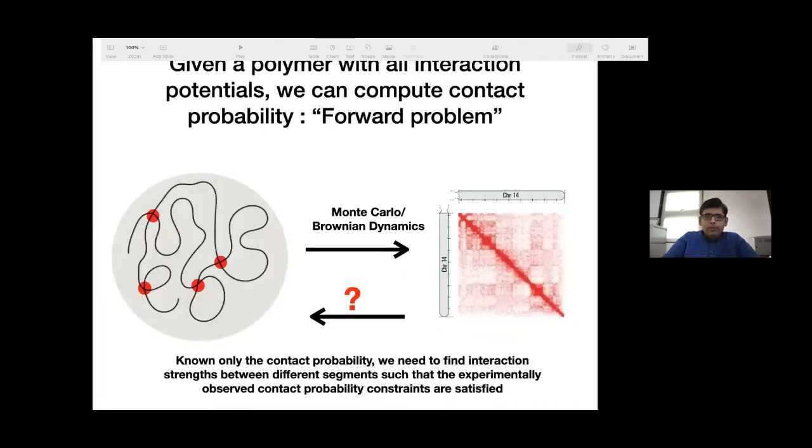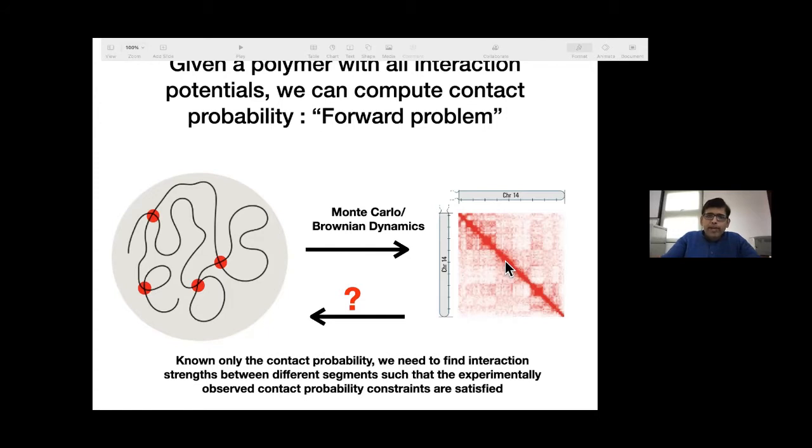So now, about inverse and forward problems: we all know that if I have a polymer, and if I know all the interaction potentials between all segments, all beads of a polymer, then I can do a Monte Carlo simulation or a Brownian dynamics simulation and compute the polymer properties, including the contact matrix. So this is the forward problem.